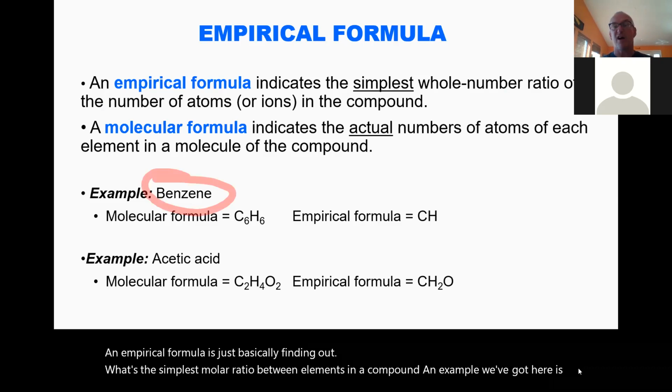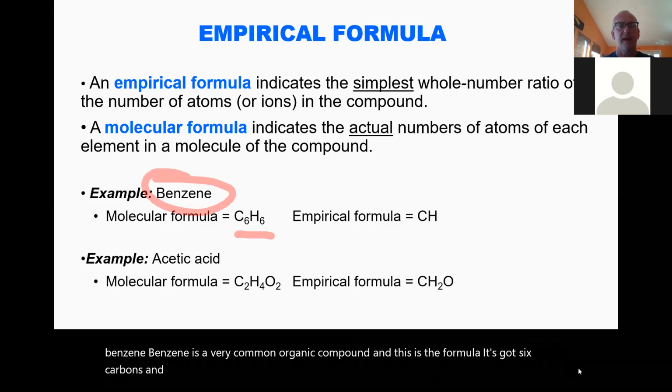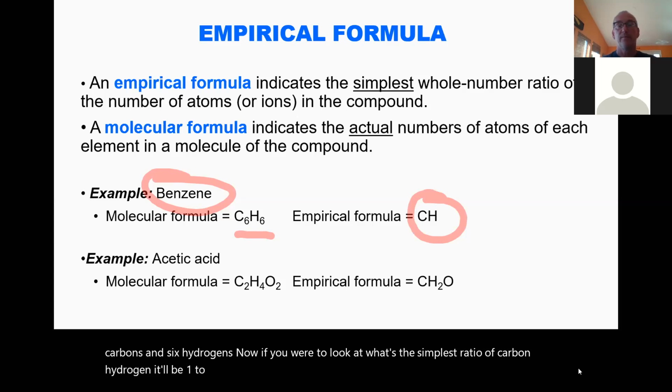Benzene is a very common organic compound, and this is the formula. It's got 6 carbons and 6 hydrogens. Now, if you were to look at what's the simplest ratio of carbon to hydrogen, it'd be 1 to 1.